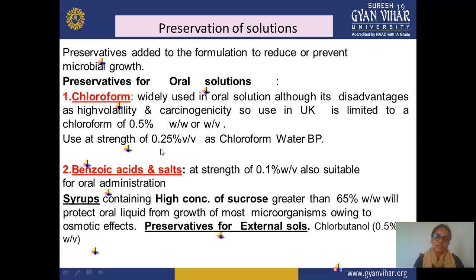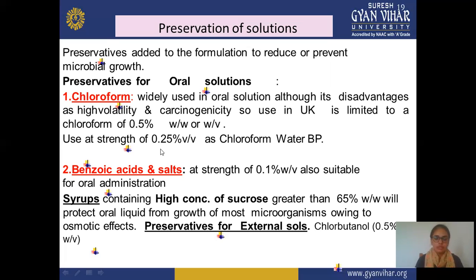And next is benzoic acid and its salts at a strength of 0.1% weight by volume, also suitable for oral administration. Syrup containing a high concentration of sucrose, greater than 65% weight by weight, will protect oral liquid dosage forms from most microorganisms owing to the osmotic effect. A preservative for external solutions is chlorobutanol, at a concentration of 0.5% weight by volume. So benzoic acid is present in both liquid internal as well as external formulations.